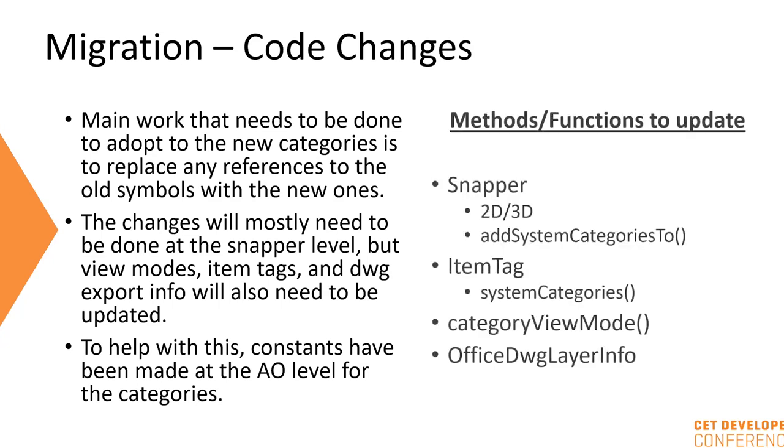And so, yeah, some of the methods that will need to be updated on your snappers, your 2D and 3D, will need to get updated if you're calling out specific categories or for layering graphics, and also the add system categories method on your snappers. That's where most of these categories automatically get added. There's a similar method for item tag called system categories. And then any category view modes that you have in register, you'll need to update those, and any DWG layer infos that you use for your DWG exports will also need to be updated.